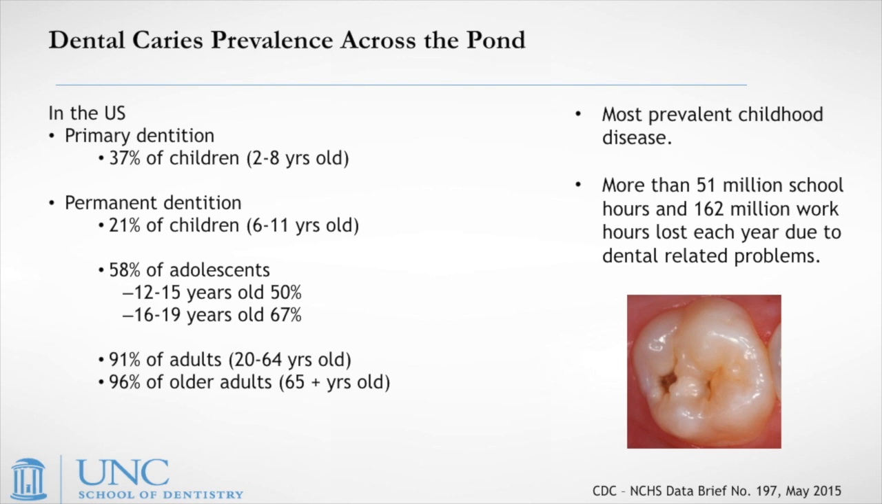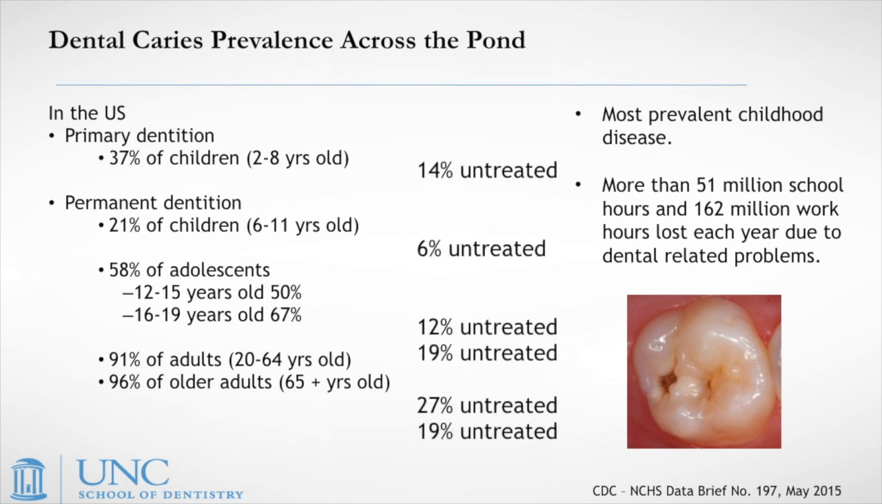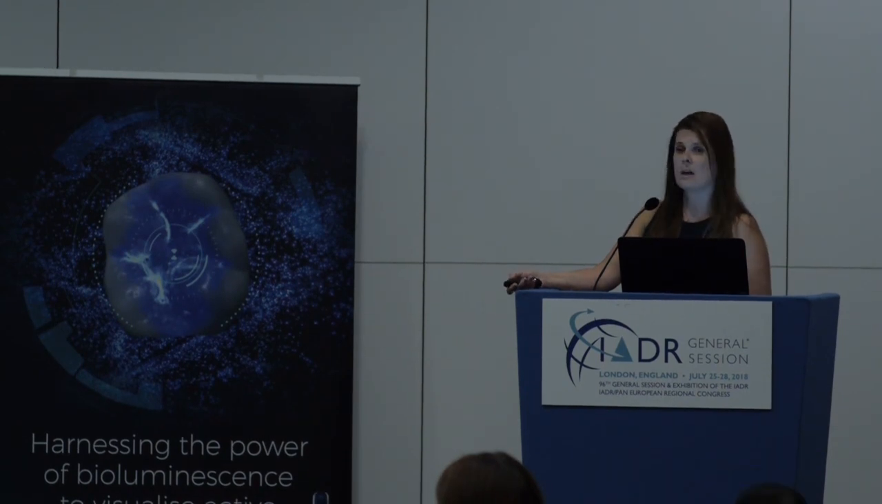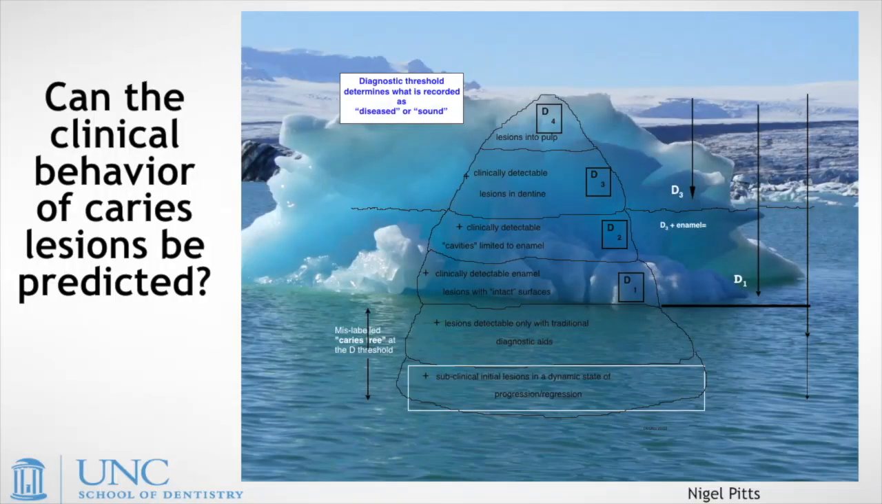It's the most prevalent childhood disease. It beats asthma. You can see that by 19 years of age, 2/3 of the children or adolescents will already have disease. By the time you reach 65, 96% of the population will have experienced dental caries. So it is a significant issue, not only an issue of prevalence, it's also significant that a lot of those lesions are still considered untreated. They are left untreated.